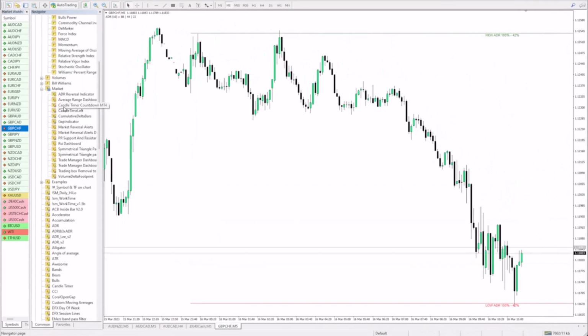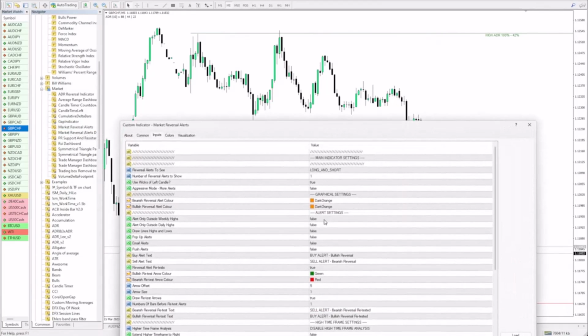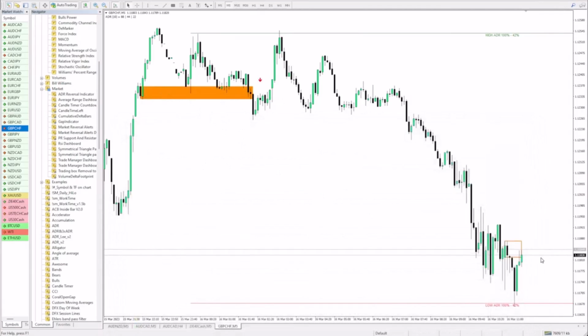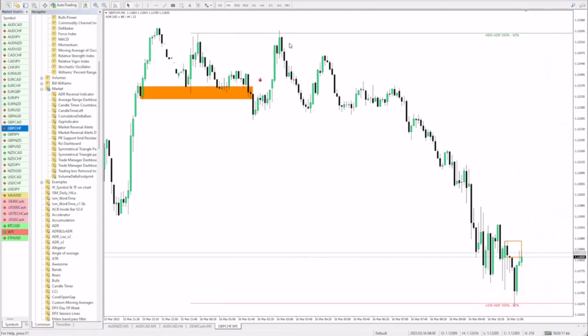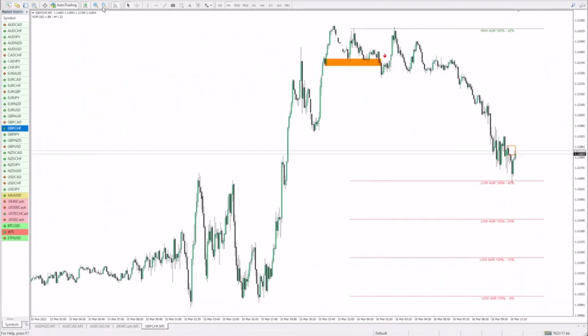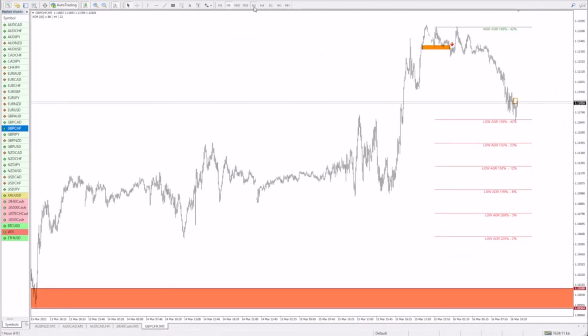Let's put the indicator on so we can see what we're talking about. Yeah, so I'm going to wait for a reversal alert. So in this case, if this was, for example, an area I'd be looking to buy, I'm waiting for that reversal alert to trigger, which means that we've shifted to the buy side, and then I'm getting in. Okay, so those are the zones on the hourly.